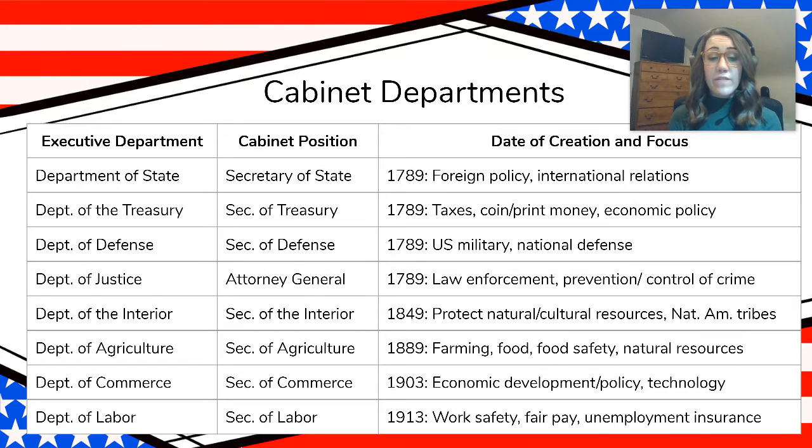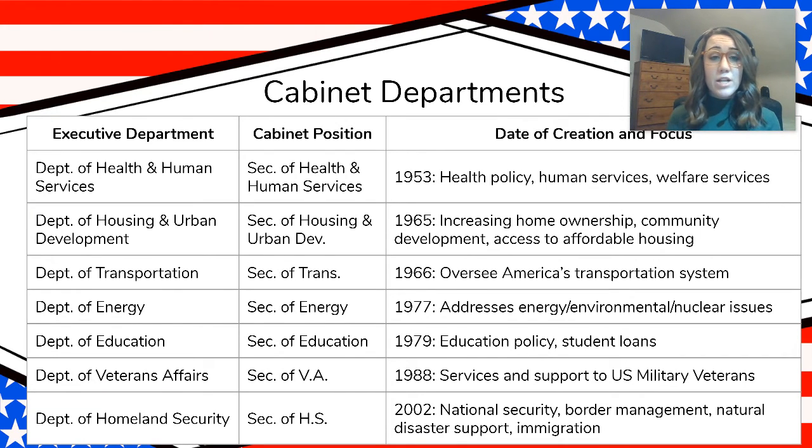So then we have the Secretary of Agriculture. They deal with food, food safety, natural resources. That's pretty self explanatory. The Secretary of Commerce deals with the economic development and policy and any technology. And the Secretary of Labor deals with work safety, any unfair pay, unemployment insurance, so on and so forth. For our last page, we have the Secretary of Health and Human Services. They deal with health policy. Secretary of Housing and Urban Development, they deal with home ownership, community development, so on and so forth. A lot of these, their names point pretty closely to what they do.